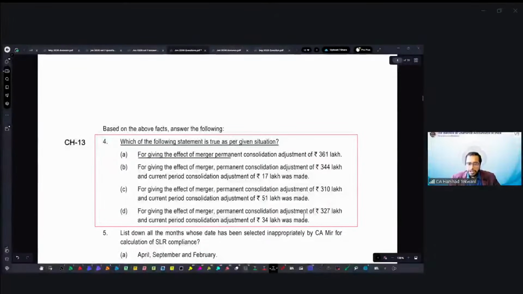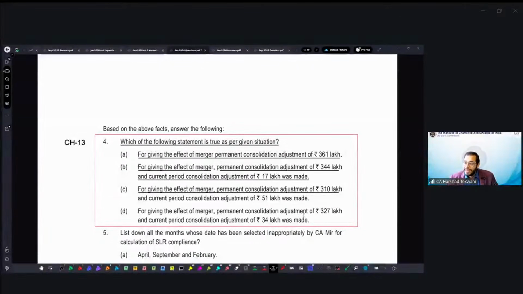For giving effect of the merger, permanent consolidation adjustment of 361 lakhs were there. For giving effect of the merger, permanent consolidation adjustment of 344 lakh, and for the current period consolidation adjustments of 17 lakhs was made. For giving the effect of merger, permanent consolidation adjustment of 310 lakhs and current period consolidation adjustment of 51 lakhs was made. For giving the effect of merger, permanent consolidation adjustments of 327 lakhs and the current period consolidation adjustment of 34 lakh were made.